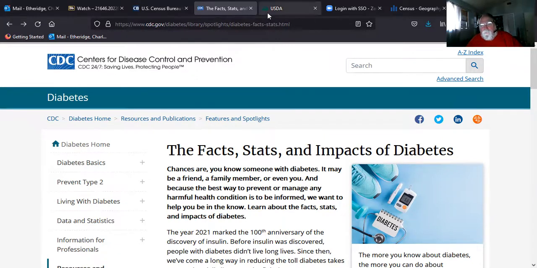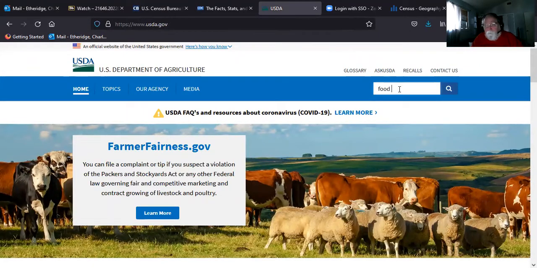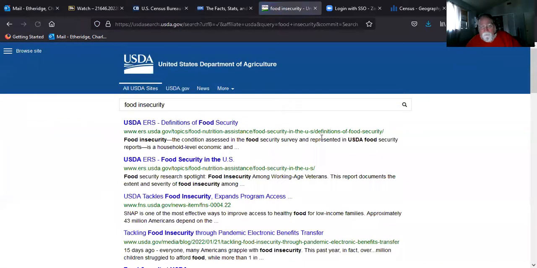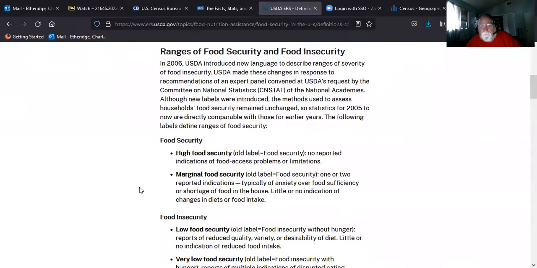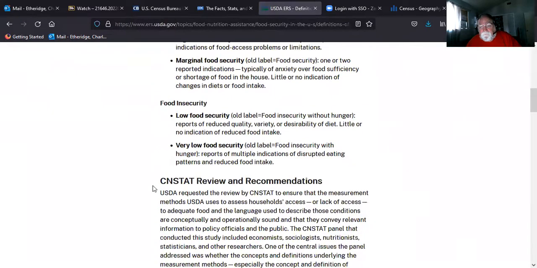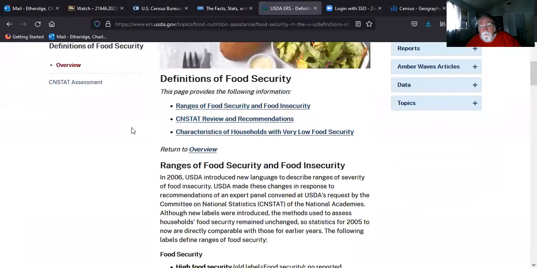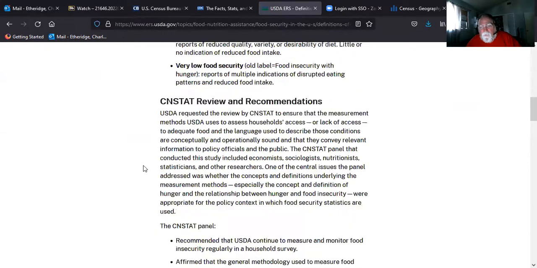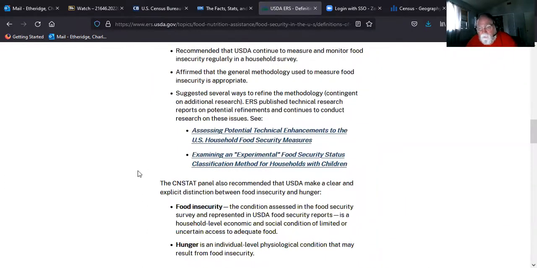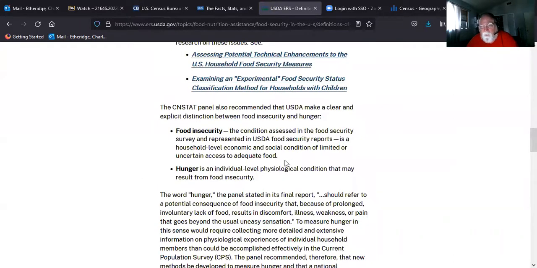Let's look at the United States Department of Agriculture, USDA. It deals with food. So let's do some terms. Food insecurity. What is food insecurity? Definitions. So, ranges of food security, food insecurity. Food insecurity is a household level economic and social condition, limited uncertain access to food. Means you don't necessarily know where your next meal is coming from, or you don't necessarily know that you got enough food for the week.